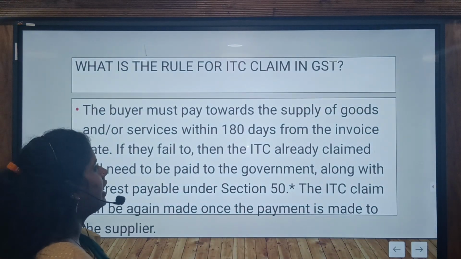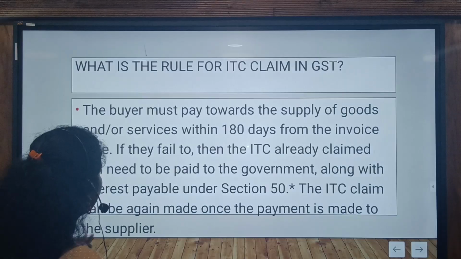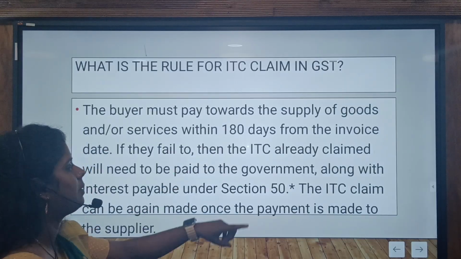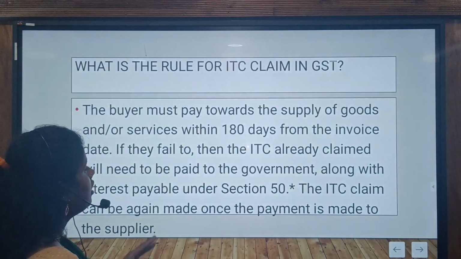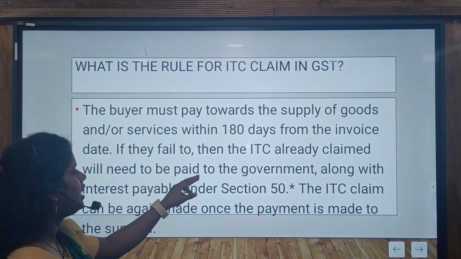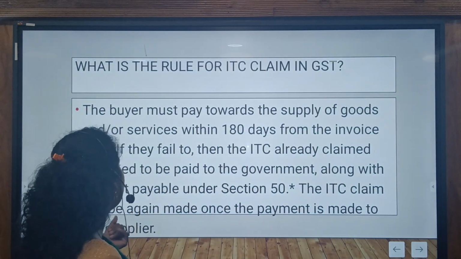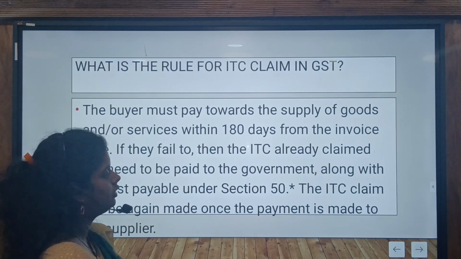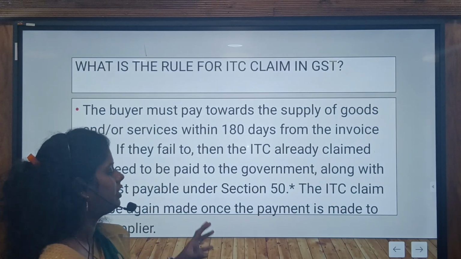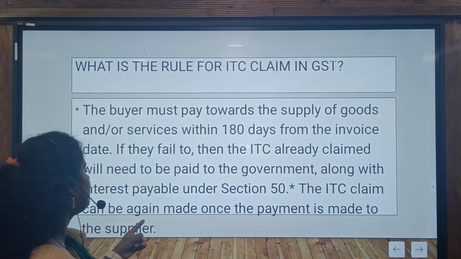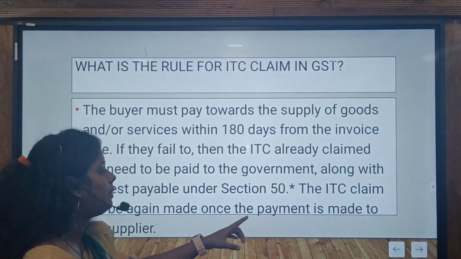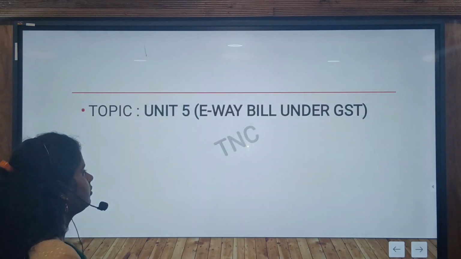So what is the rule for ITC claim in GST? The buyer must pay towards the supply of the goods and services within 180 days, that we have already seen, from the invoice date, and if they fail to do that, the ITC also needs to be paid to the government along with interest under section 50. So this we already saw. The ITC claim can be made again once payment is made to the supplier.